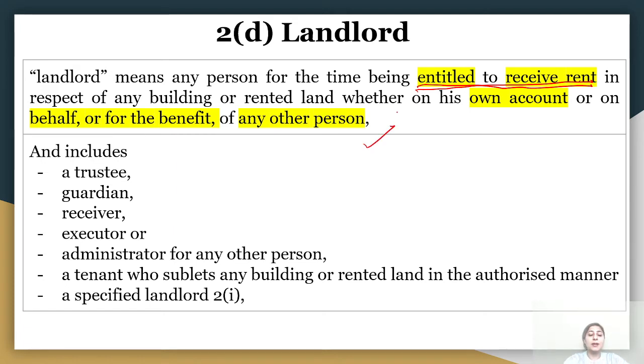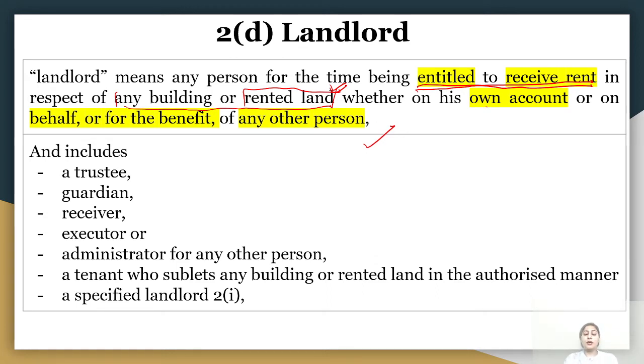So let's read it once. What does section 2D provide? Landlord means any person for the time being entitled to receive rent in respect of any building or rented land. Building की definition हम कर चुके हैं, rented land की definition we will see in the next lecture. Whether on his own account or on behalf or for the benefit of any other person.